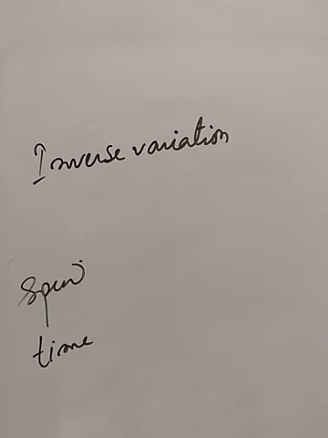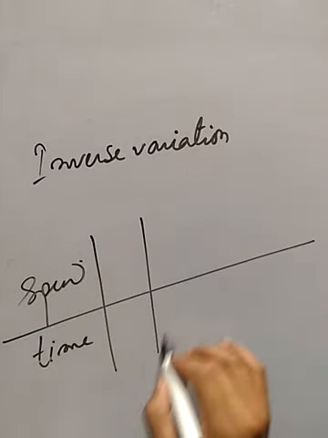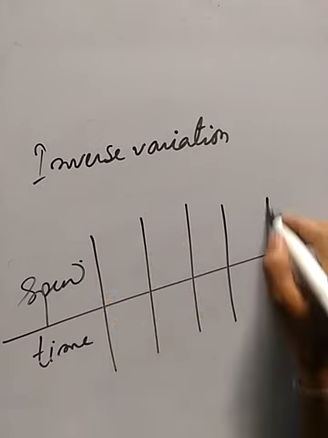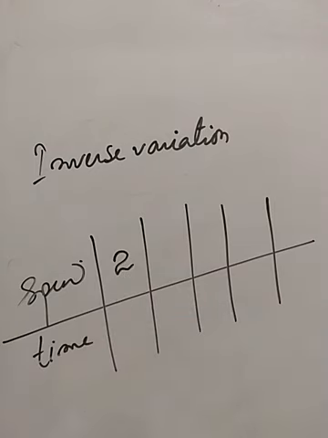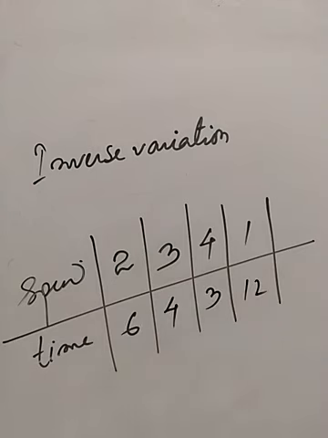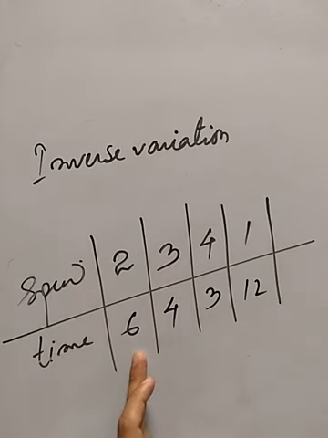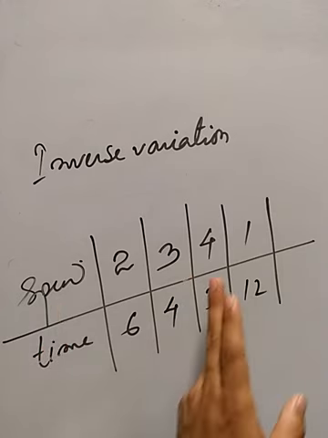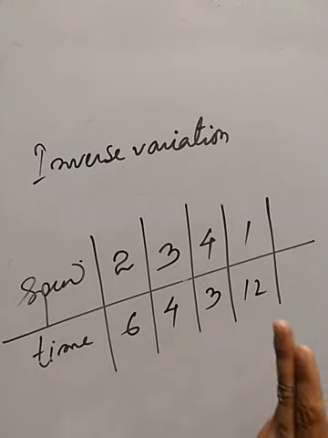Now I'll give you one table here. Okay, here's the table. 1, 2, 3, 4. This is the speed, so let me write here 2 units, then 3, then 4, then 1. And the time taken is 6, 4, 3, then 12. When the speed is 2 units, time taken is 6 units. When the speed is 3 units, the time taken is 4 units. When the speed is 4, time taken is 3. When the speed is 1, the time taken is 12 units.